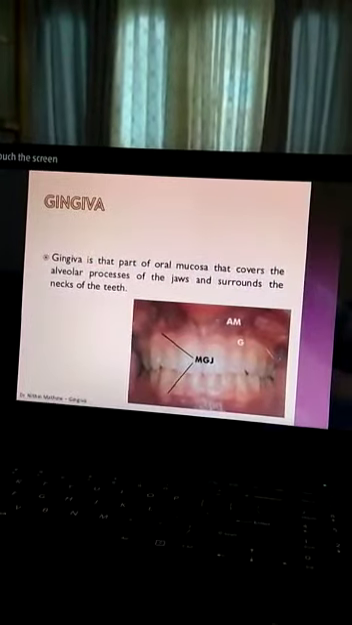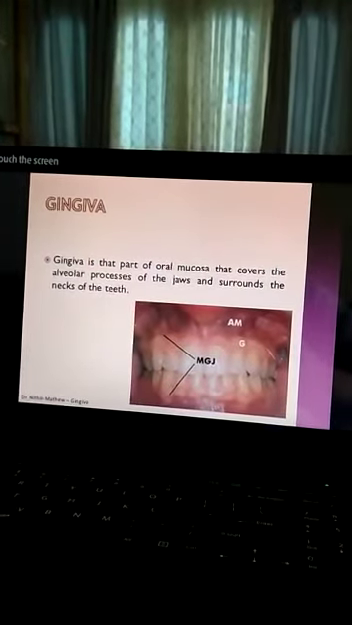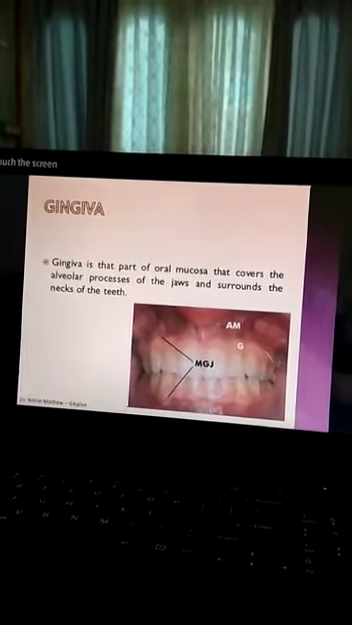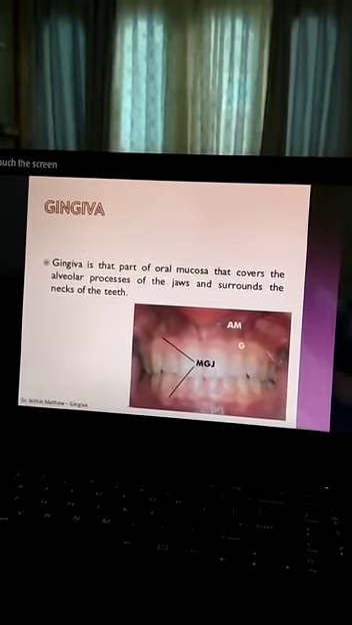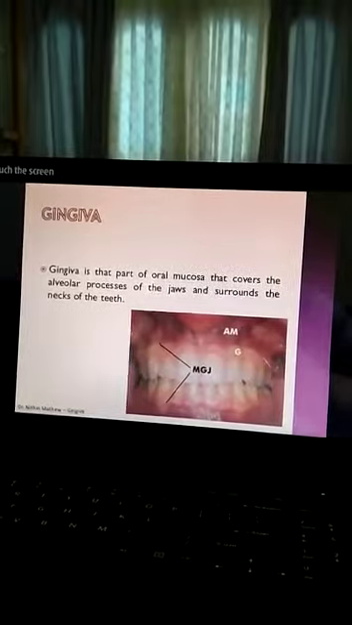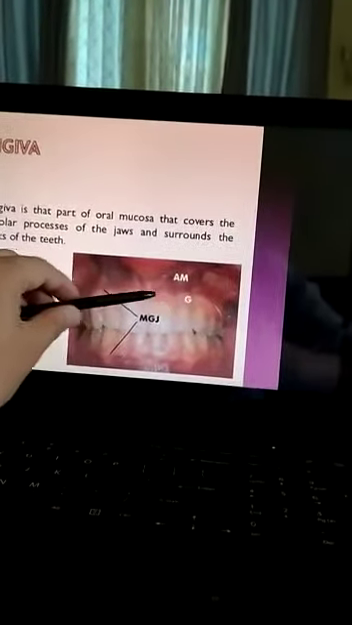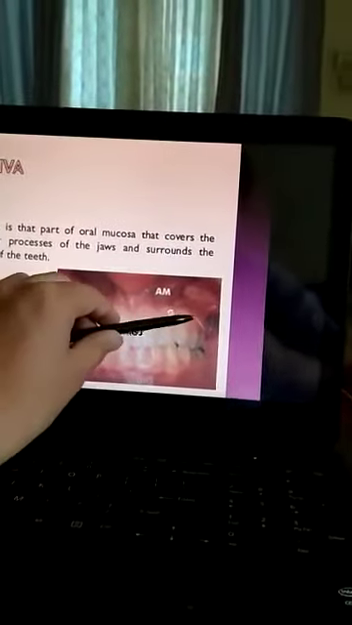Gingiva. Gingiva is that part of the oral mucosa that covers the alveolar processes of the jaws and surrounds the neck of the teeth. Here you can see this portion is called gingiva.